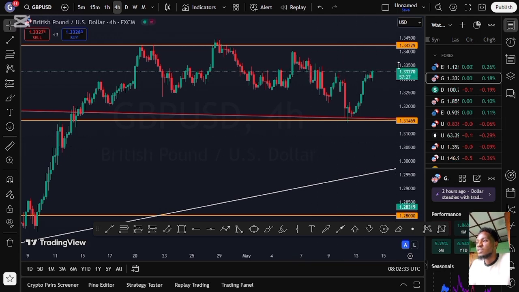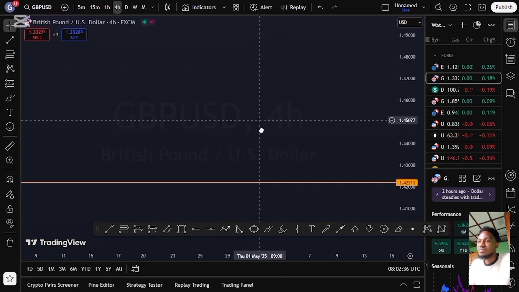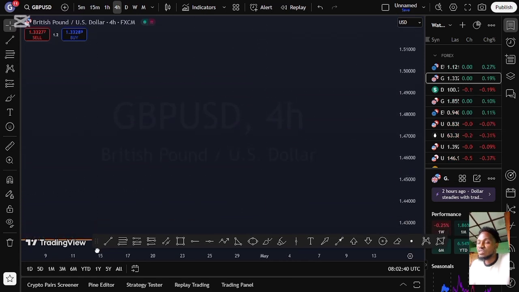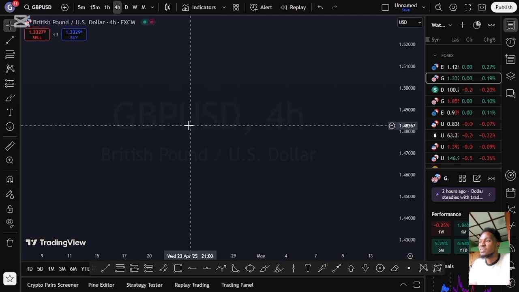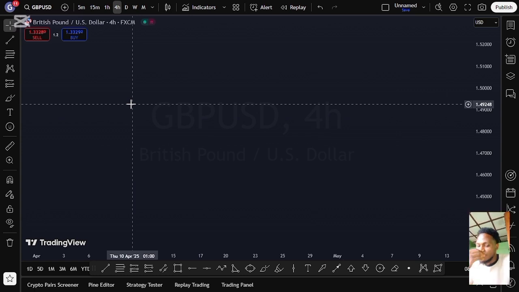Okay, so what is market structure? Understand, simply, market structure is a market that is either creating higher highs and higher lows, which is a bullish market, or lower highs and lower lows, which is a bearish market. Okay, so how does that apply to our trading? How will that make us profitable? In fact, that is the main thing you should know as a trader: market structure.